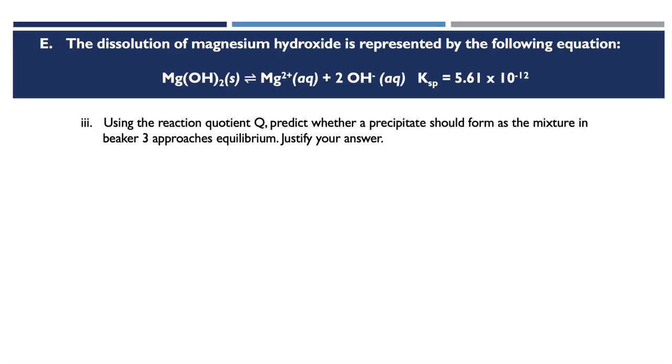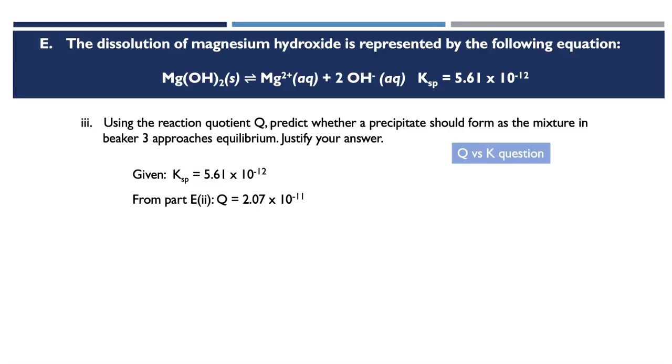There is more to the problem, though. Using the reaction quotient Q, of course, that we just calculated, predict whether a precipitate should form as the mixture in beaker 3 approaches equilibrium. Justify your answer. So this is a Q versus K problem. You need to explicitly compare Q, which we just calculated, to the value of K, which we're given. Right? We know what K is. K won't change. And we have to use our answer from E part 2. So even if your answer from E part 2 is not correct, you can still earn credit for using the right approach and interpreting all your information correctly.